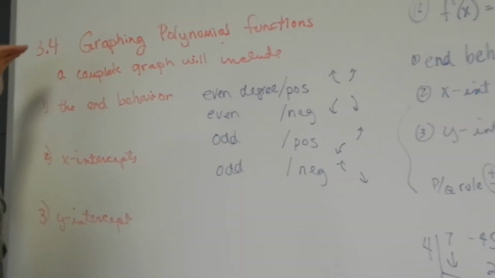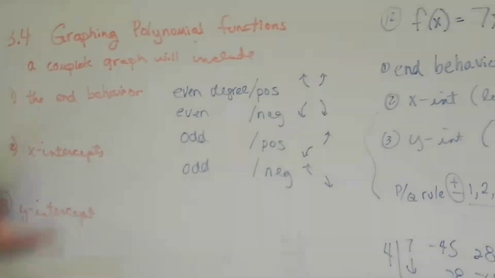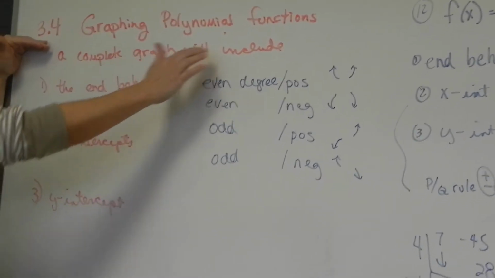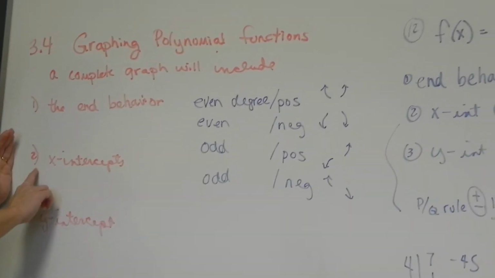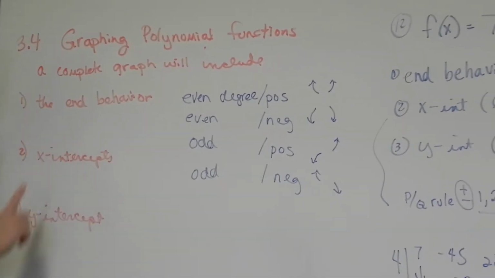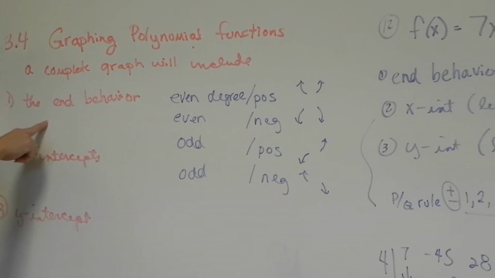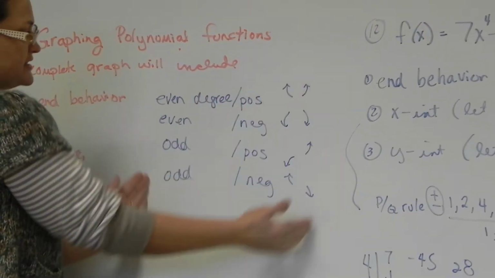But anyway, to graph a polynomial function, which is section 3.4, we put all of these steps together, and a complete graph should include the end behavior of the graph, the X-intercepts, which is what we've been focusing on in synthetic division, and the Y-intercept. The end behavior, that's a new rule. I haven't mentioned it to you yet. The end behavior goes by this list.